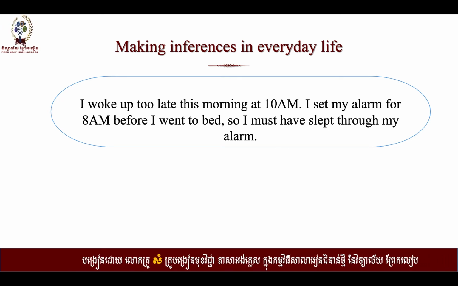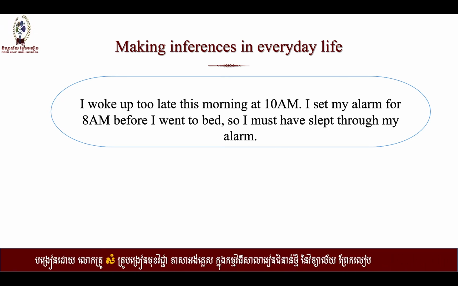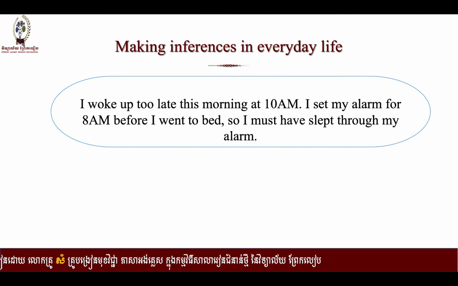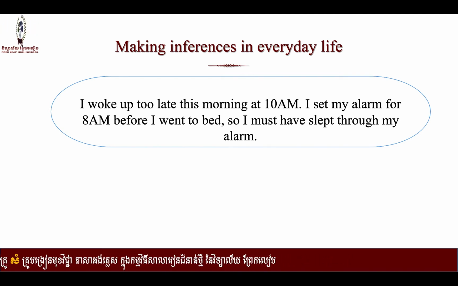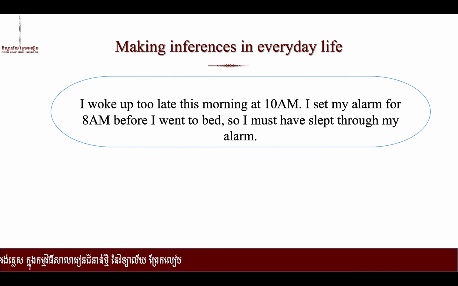We're saying, since I set my alarm, it's probably just my alarm went off, but I just slept through it. I didn't hear it, right? So that's an example of something we make an inference. We say, this is probably why this happened, but we don't know. No one is telling us. We don't have the answer. We won't ever have the answer, right?